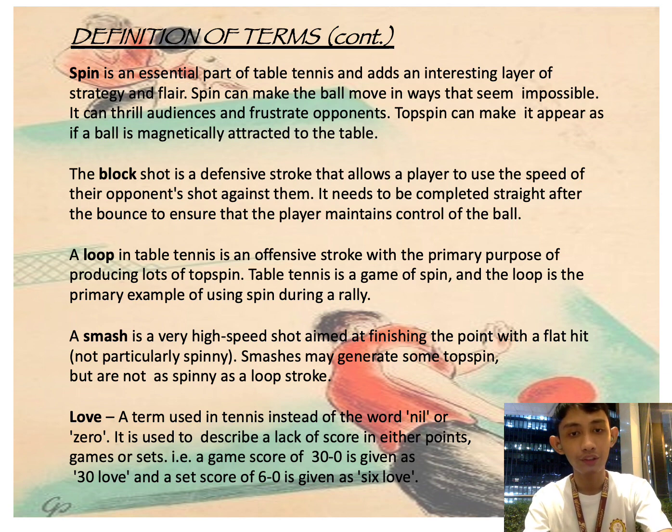Love, a term used in tennis instead of the word nil or zero. It is used to describe a lack of score in either points, games, or sets. A game score of 30-0 is given as 30 love, and a set score of 6-0 is given as 6 love.